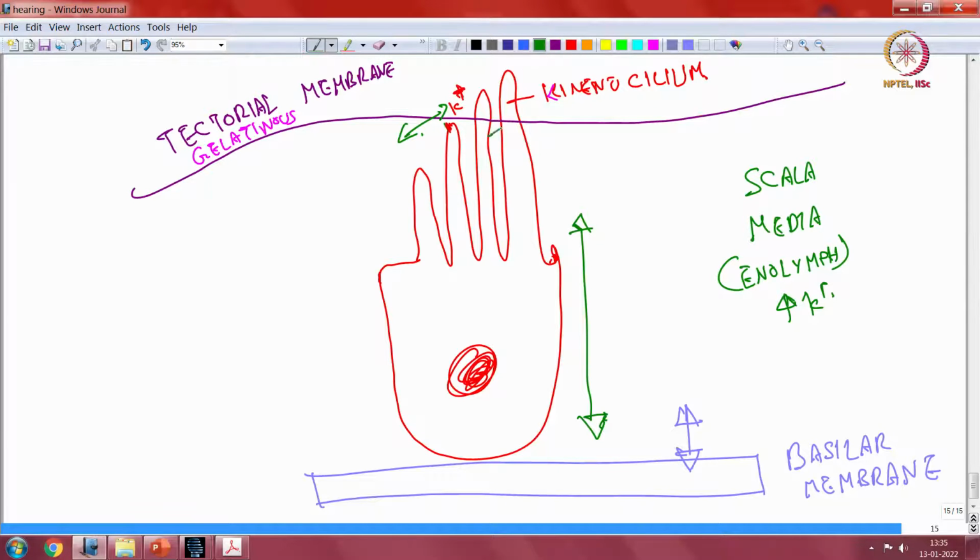So, when movement happens, potassium channels open, K plus opens, potassium enters into it, causes an action potential at the base. Remember, there are synapses over here, synapses which go.